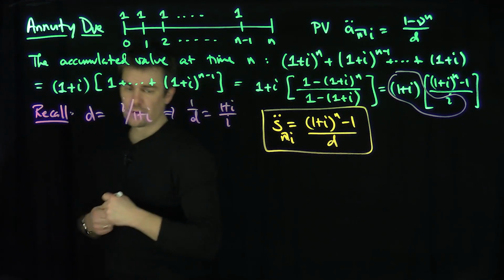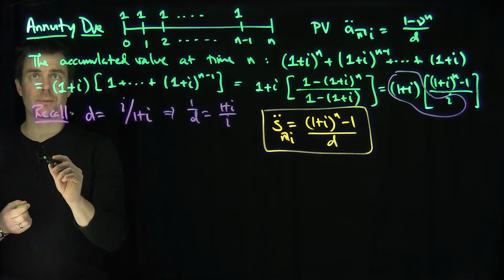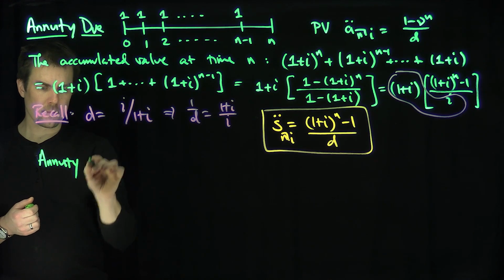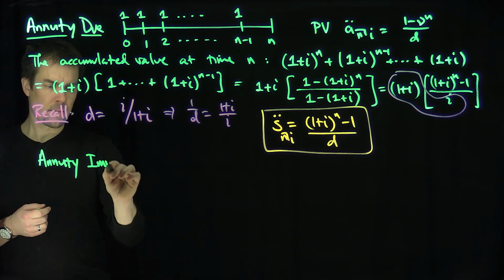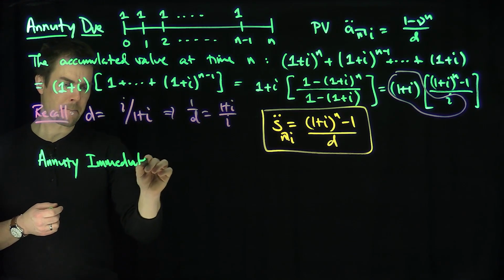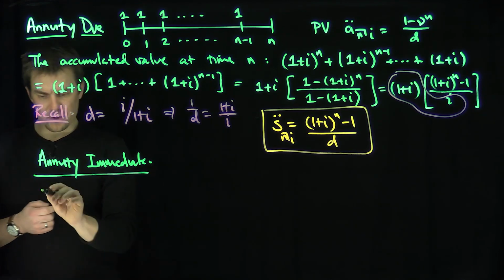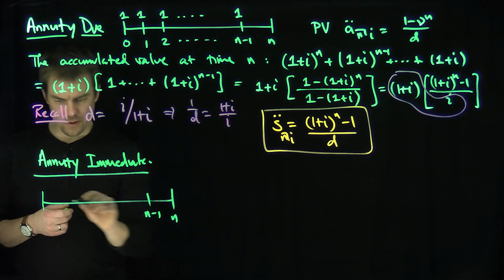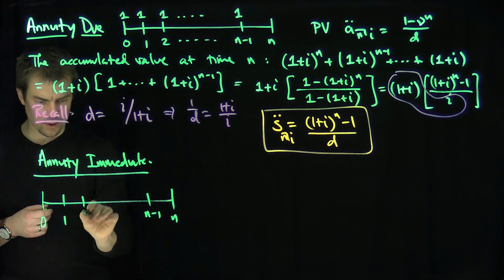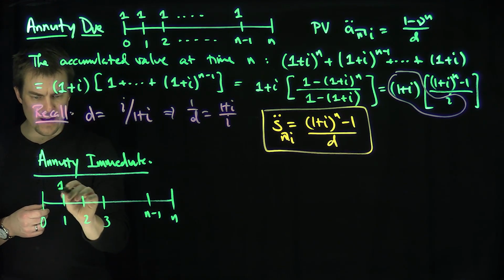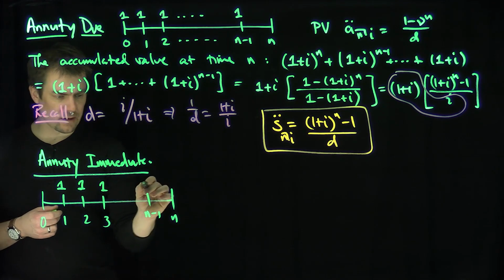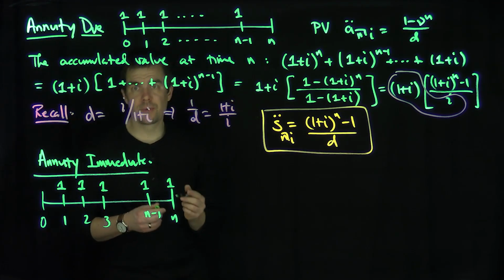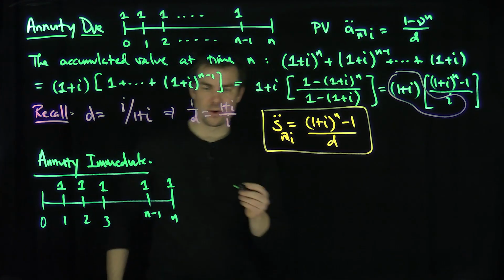Let's switch the script to the annuities immediate. So what are annuities immediate? For annuities immediate, the stream of payments starts at time 1 and ends at time n. So here's n minus 1, here's 0, here's 1, here's 2, here's 3. You get $1 here, $1 here, $1 here, $1 here, and $1 here at the final time n. And so let's do the accumulated value. So what's the accumulated value?